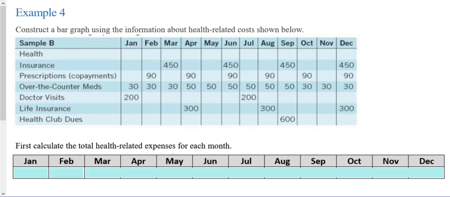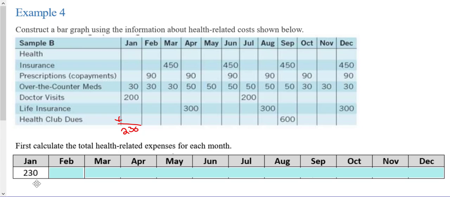And instead of just being check marks on each month that you pay on certain expenses, they give you the amount that you're paying for each month for the different expense categories. And we want to create a bar graph so that we can compare how much we're spending each month. So the first thing we need to do is calculate the total of health-related expenses for each month. For example, you would take the first column and add it going down, and that would give you a total of $230. And you do this for each month.